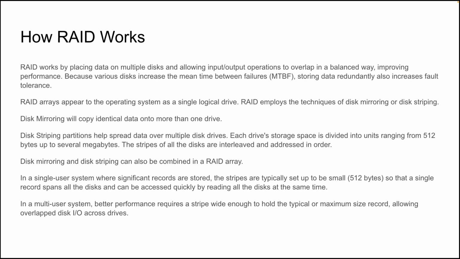In a single user system where significant records are stored, the stripes are typically set up to be small, 512 bytes, so that a single record spans all the disks and can be accessed quickly by reading all the disks at the same time. In a multi-user system, better performance requires a stripe wide enough to hold a typical or maximum size record, allowing overlap of disk input and output across drives.